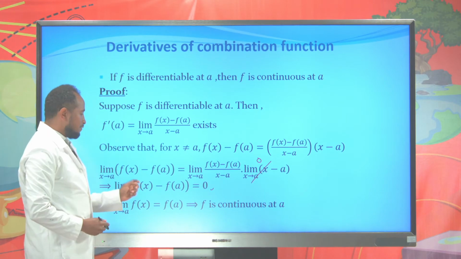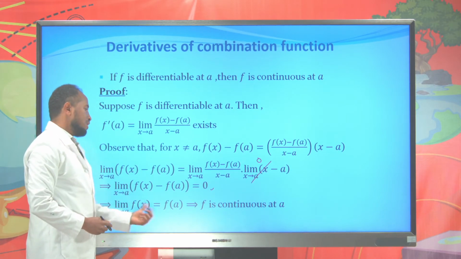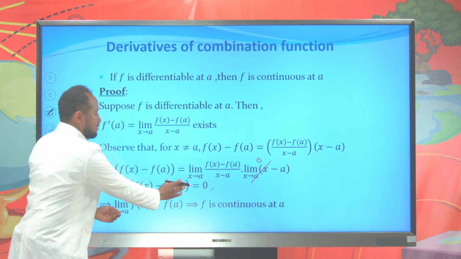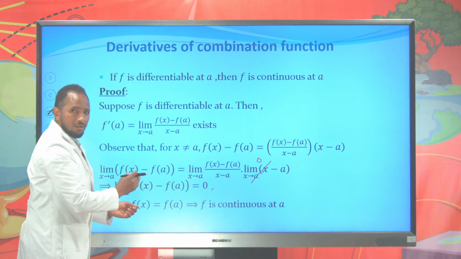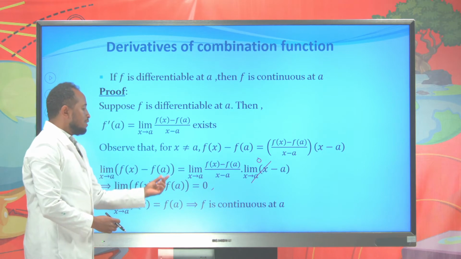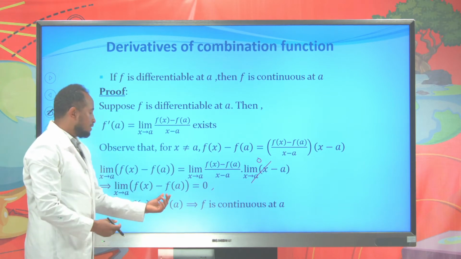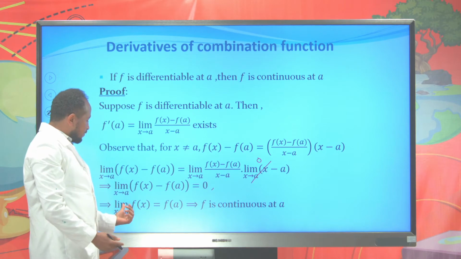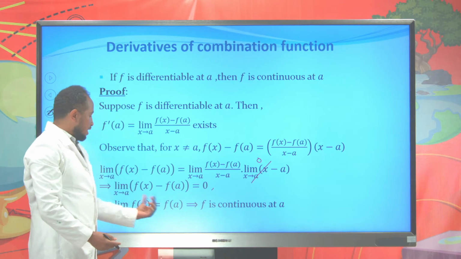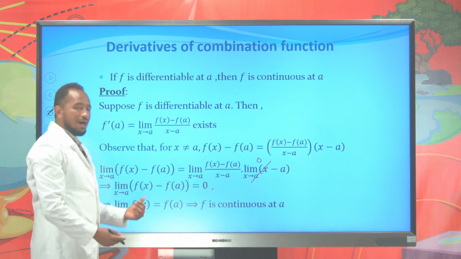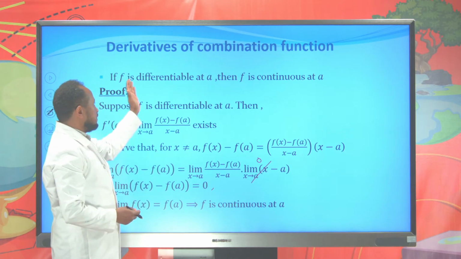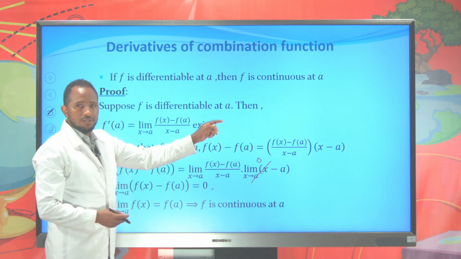So the limit of f of x minus f of a, where x approaches a, is equal to 0, which means the limit of f of x and the limit of f of a are equal. Therefore, the limit of f of x, where x approaches a, is equal to the limit of f of a. Since f of a is constant, it's itself. Therefore, the limit of f of x when x approaches a is equal to f of a. So this shows us f of x is continuous at a. So we can conclude that if f is differentiable, then it is continuous.